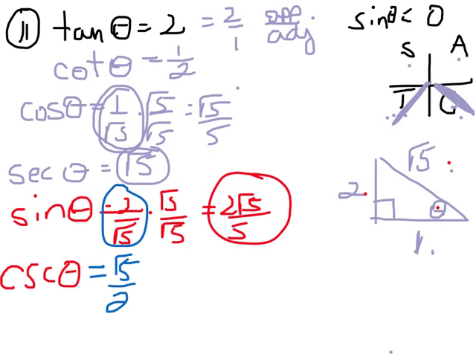Now, here's the thing: do I need to adjust any of these values with a negative because of the quadrants they're in? I hope not. Yeah. I probably do.